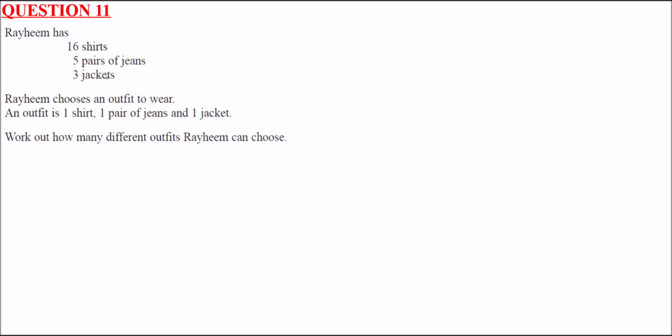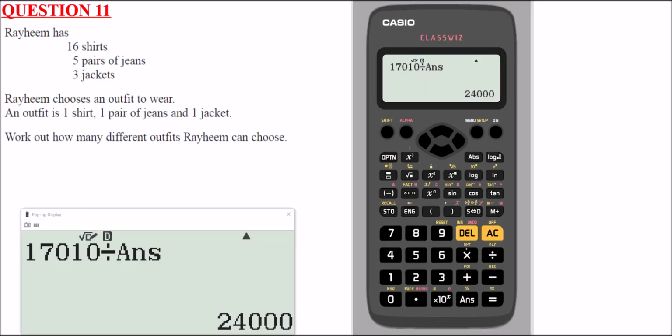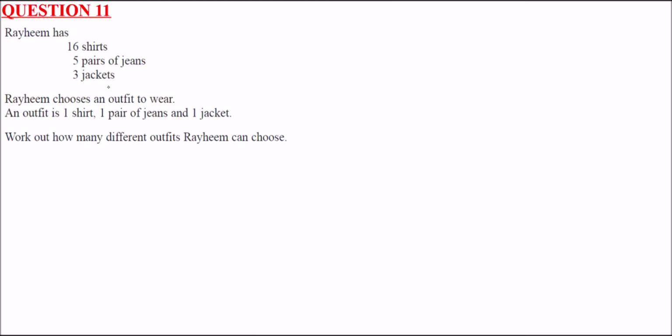The very quick way of doing this is called the product rule for counting, is we actually just multiply the 16, the 5 and the 3 together. So the quick way of doing it, if you want to skip on to the next question, is 16 multiplied by 5 multiplied by 3, which is 240 different combinations. However, if you want to understand why it's 240, here I go in trying to explain the logic behind it.